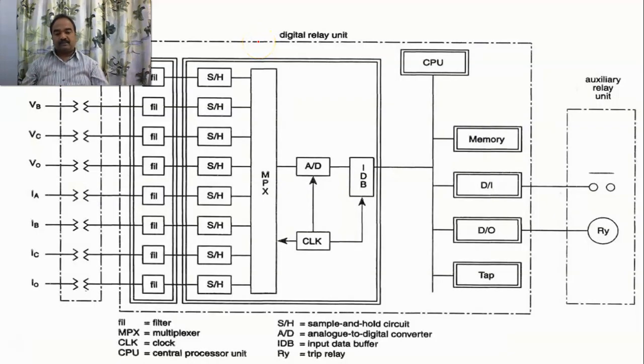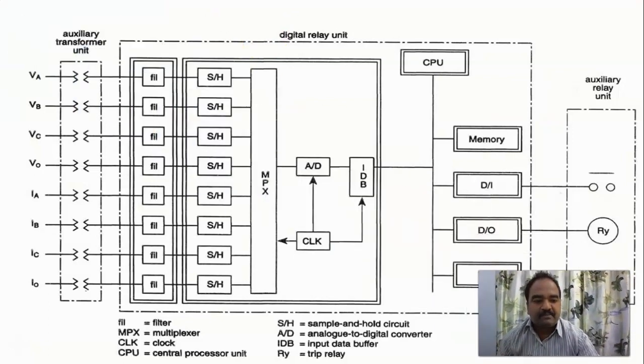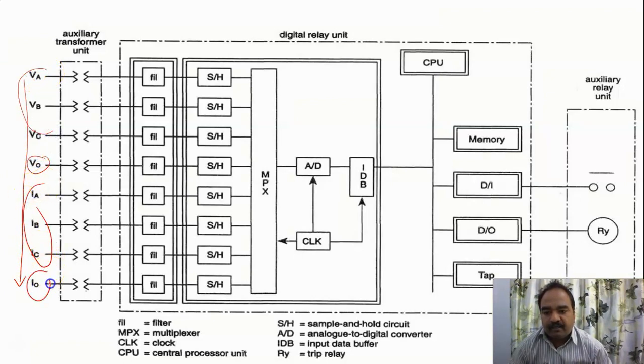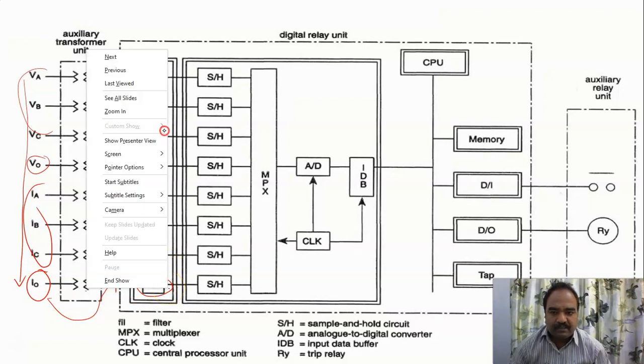And see, this is the representation of a normal digital relay. What happens in practice? There are so many inputs which you get from your power system. Different phase voltages, output voltage, different phase currents, and again output current, all are brought in using your auxiliary transformer unit. These are used to step down the magnitudes. And once you get them here, each of these data will be processed through filters. This is analog data, right?